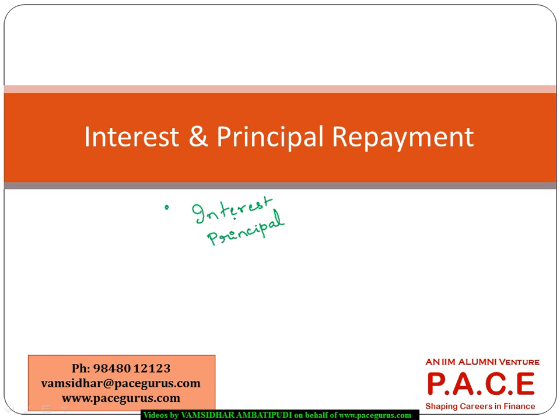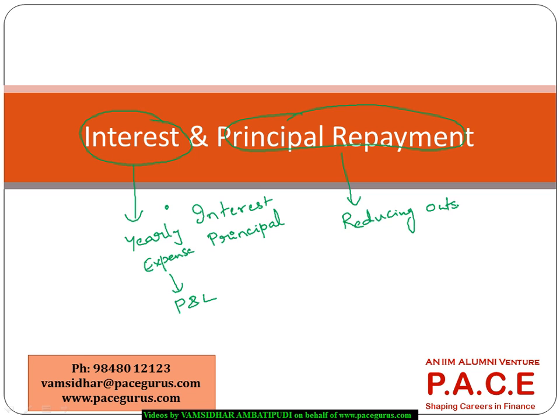So that is one thing we have to picture out, because interest as such is specific to a year. Interest is a yearly expense. So whatever is the portion of interest, we will take it into the profit and loss statement, whereas principal repayment is reducing your outstanding loan. It's not an expense for the year, so we actually take this principal repayment into the balance sheet.